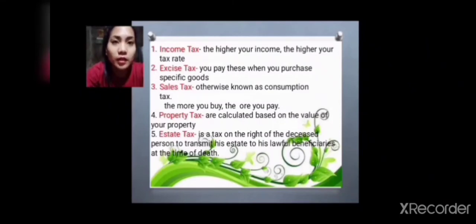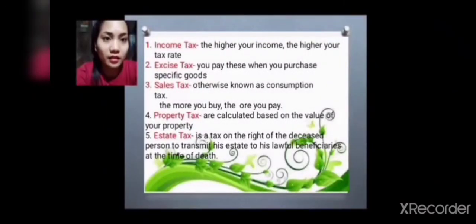Ang ibig sabihin naman ng property tax na kung saan nagbabayad ka ng iyong kayamanan o ang iyong ari-arian, like for example, yung lupa, na kailangan mo ring bayaran ang iyong lupa. So, 5, lastly, estate tax is a tax on the right of the deceased person to transmit his estate to his lawful beneficiary at the time of death.